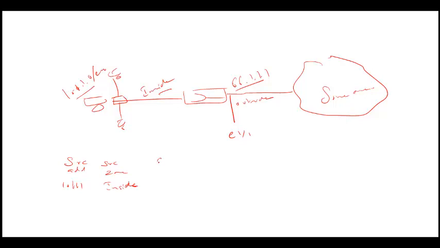Destination address is, we don't know. Any. And now, what service? We don't know. Any. Now, to which address do you want to translate? This is source NAT. We have two types of NAT we learned.